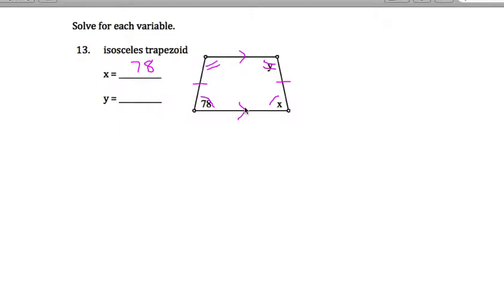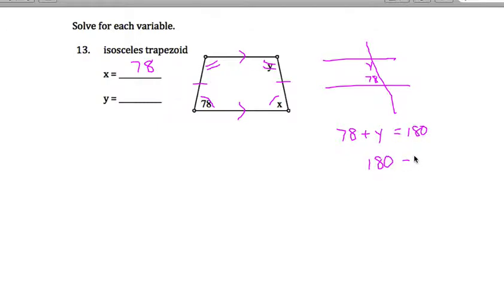Now I'm going to go off the idea that I have two parallel lines, and when you have two parallel lines cut by a transversal, so that leg could be thought of as a transversal, I've got 78 degrees that I figured out for x, which is right next to y. Those are consecutive interior, and consecutive interior are supposed to be supplementary, meaning they add up to 180 degrees. So 180 degrees minus that 78 is going to equal my y, which means my y value has to be 102 degrees in this isosceles trapezoid.